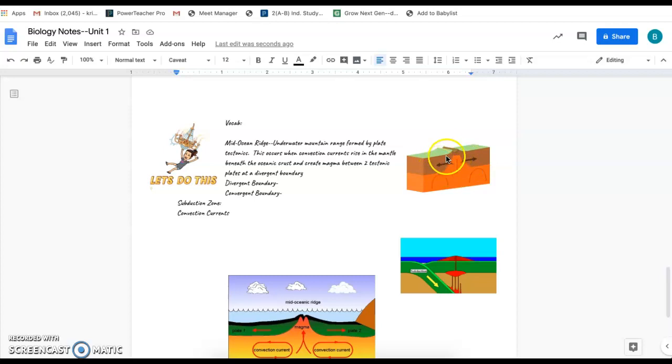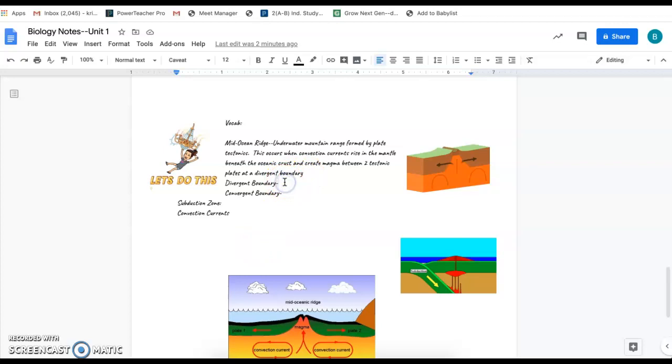Okay, as you can see here, this is a picture of two plates actually pulling apart from each other. So this is our mid-ocean ridge or underwater mountain chain. You can also see one right here as well. So you see it's a little higher elevation, a little higher up. That's where that mid-ocean ridge is located.